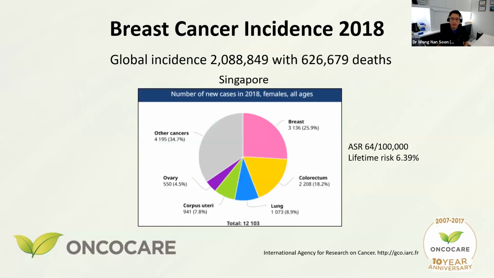Breast cancer is the commonest cancer among women. It accounts for one-third of malignancies in women. In 2018, the estimated number of cases in Singapore was 3,136, compared to a global incidence of about 2 million. The lifetime risk of developing breast cancer is about 6 to 7%.